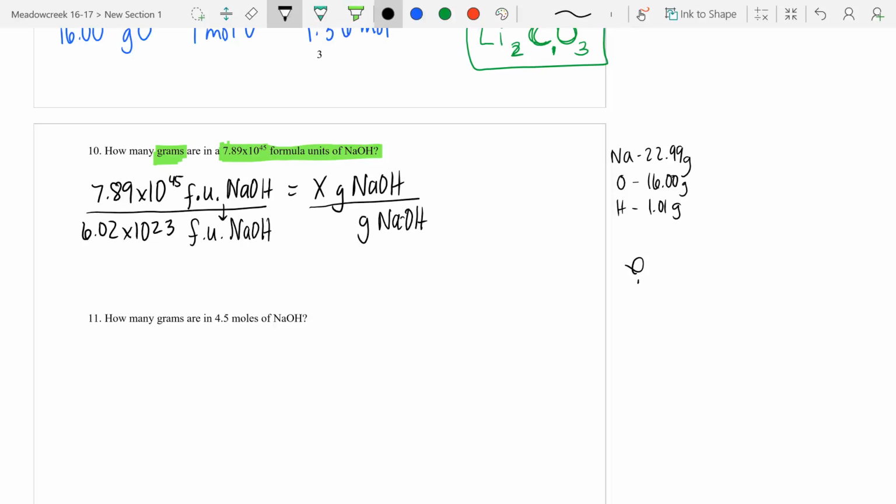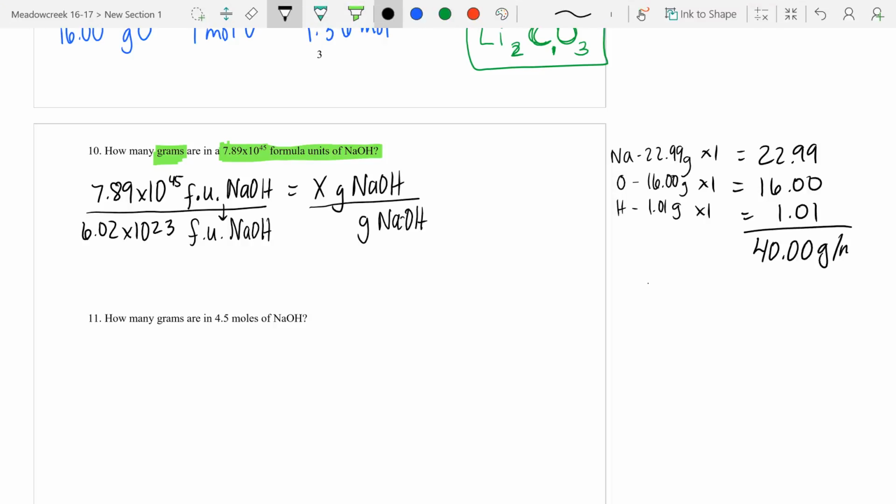And we're going to write our molar mass beside grams. So it's kind of already nicely written out beside us. We only have one of each of these. So I get 22.99, 16.00, and 1.01, which is equal to 40 grams per mole, which will be written right here.